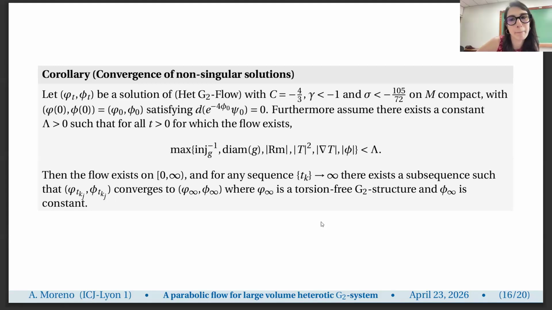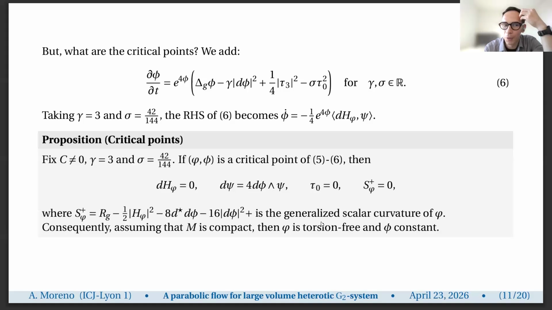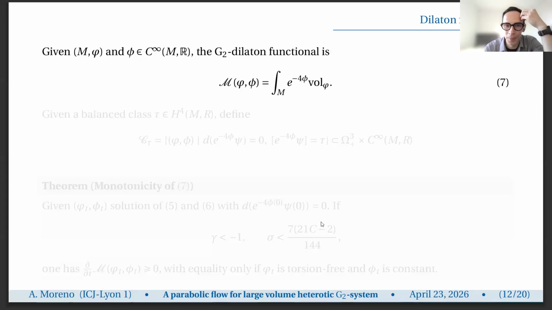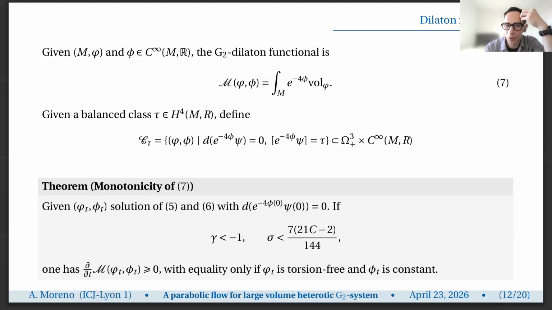More questions? Sorry, may I ask again: now that you're showing this corollary, is there a reason for this gamma and sigma to be bounded by these values? Is there any deep reason, or is it just some technical thing? Yes, I tried to choose them basically because of the monotonicity of the dilaton functional. You have the monotonicity for these bounds, and because you need the Shi-type estimates, we have the Shi-type estimate just for the particular variable.